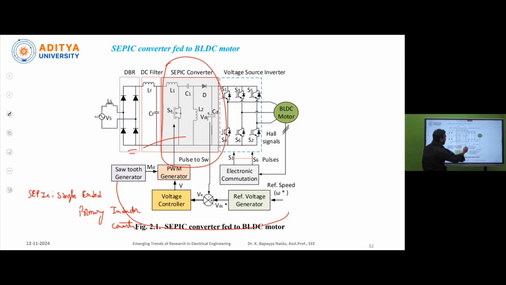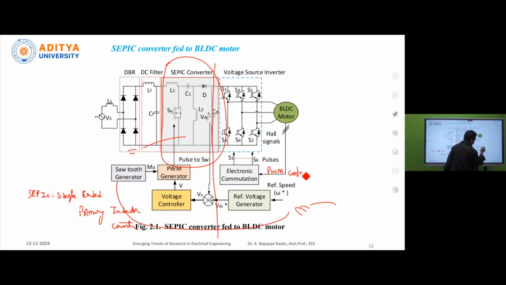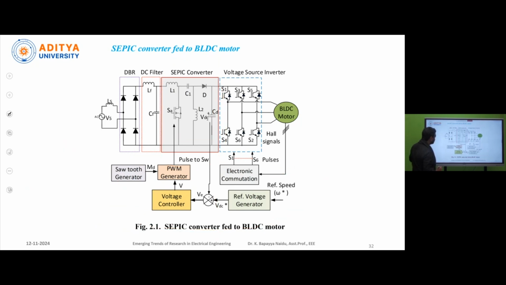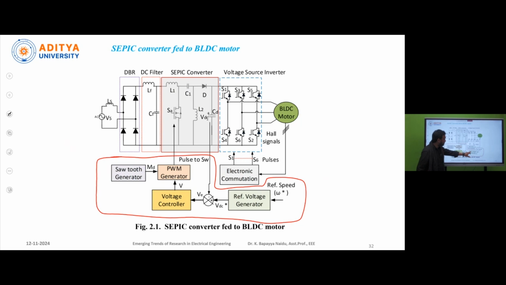But another thing is that in this motor side, here electronic commutation, that means that is nothing but this block represents the PWM controller. Okay, this entire marked area is for switching the pulses to this SEPIC converter.